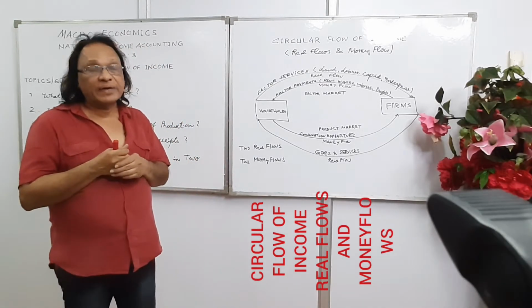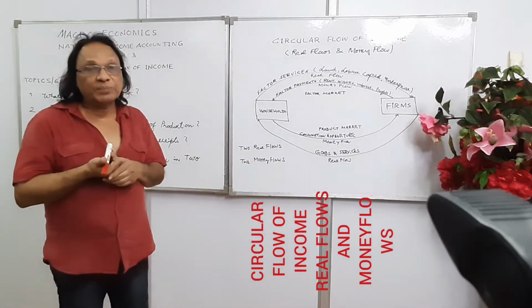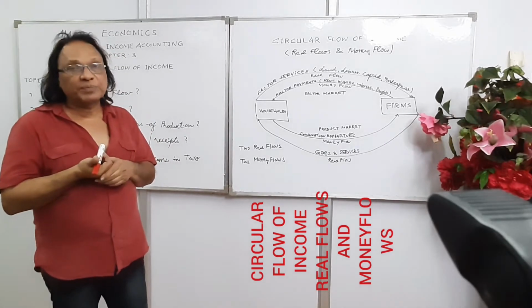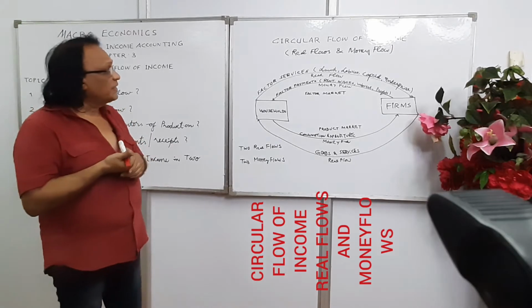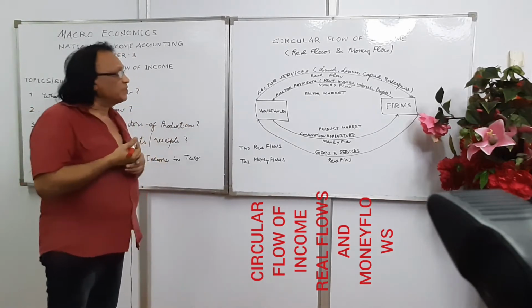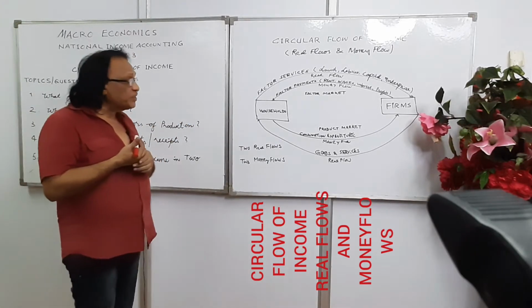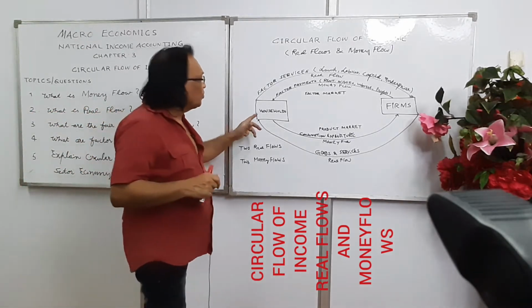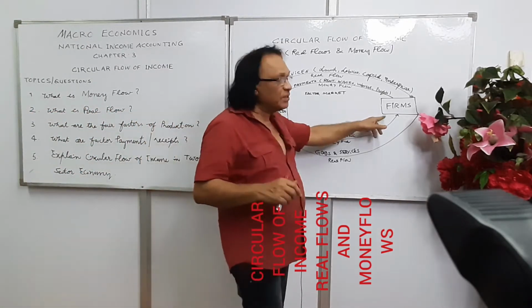We understand how the circular flow of income is taking place, how the real flow is taking place, how the money flow is taking place. Let's explain this with the help of this illustration. Here we assume the first point. Remember, there are only 2 sectors in the economy. One is the households and one is the firm.